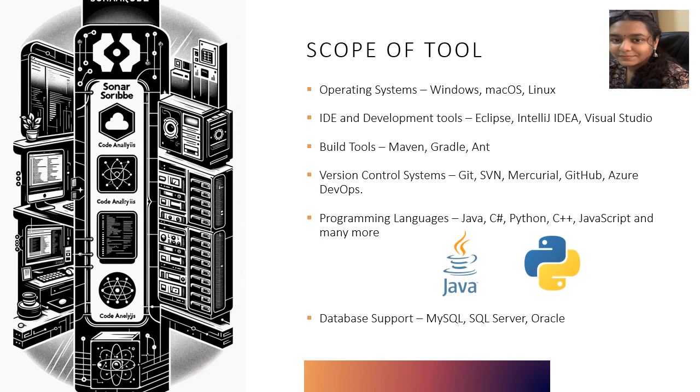Now moving on to the programming language support. So SonarCube actually has a wide range of programming language support. It supports about 30 programming languages. Some of the major ones are Java, C Sharp, Python, C++, and JavaScript. And due to its ability to analyze code across multiple programming languages, it is able to fit into almost any development project. Thus, it is a versatile tool for software teams.